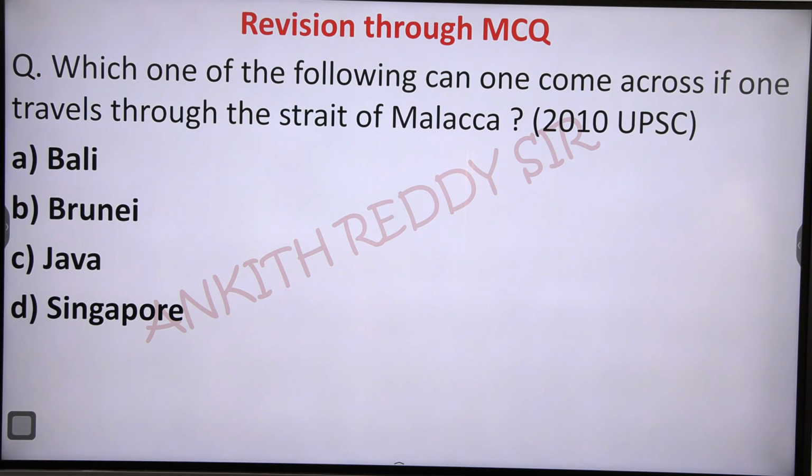Which one of the following can one come across if one travels to the Strait of Malacca? What is the answer? Singapore.